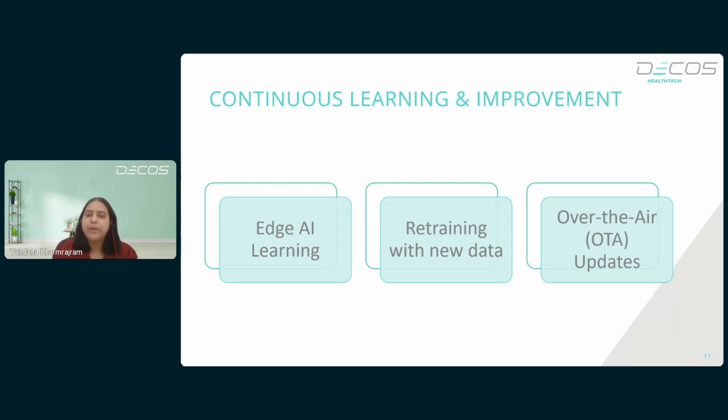To maintain accuracy, the model needs updates and refinement. Some devices support incremental learning for continuous improvement, some periodically collect new data to refine the model, and some update the model remotely with OTA updates when needed.